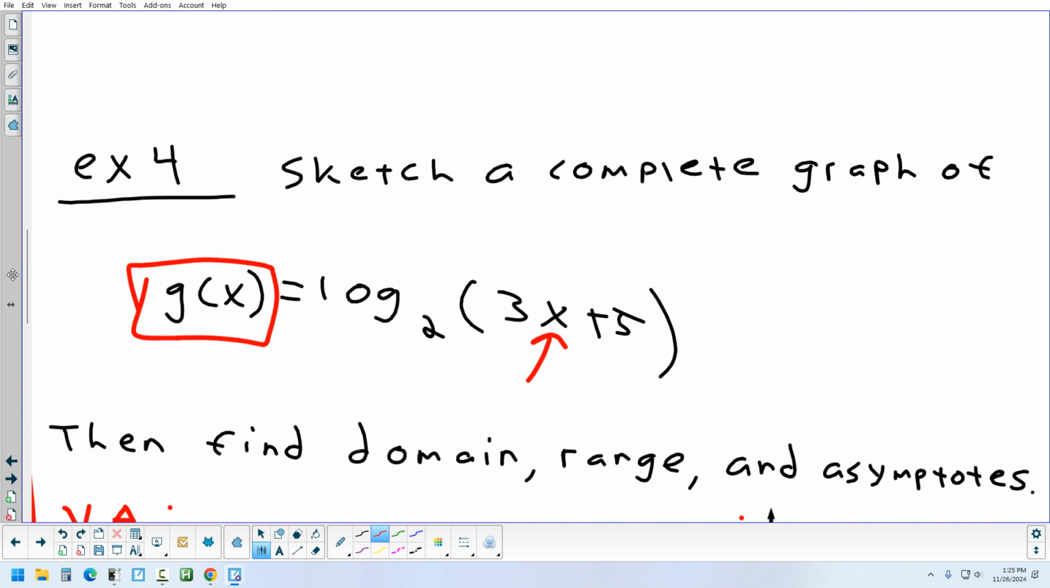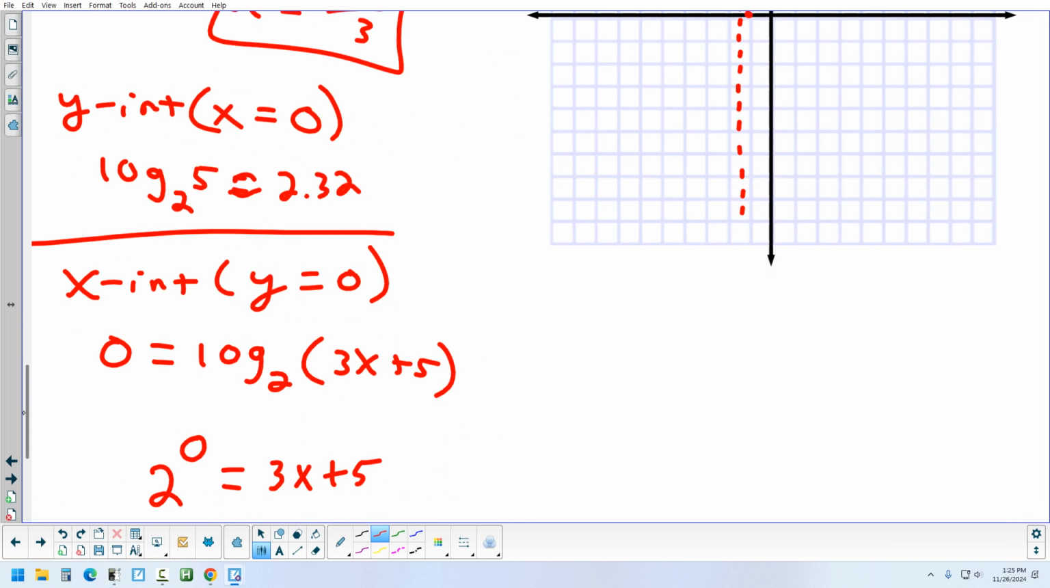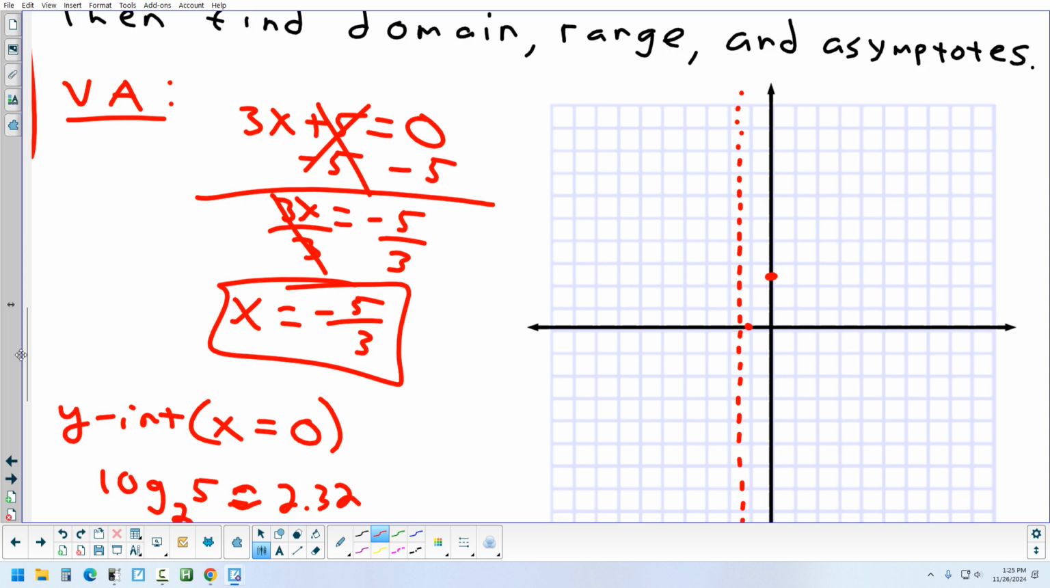If you plug in 8, what's 3 times 8? 24. And then plus 5? 29. So that's log base 2 of 29, so log 29 divided by log 2. So when x is 8, I'm at about 4.9, almost 5. So when x is 8, I count over 1, 2, 3, 4, 5, 6, 7, 8, and up 1, 2, 3, 4, 5. What did I say, 4.9? Okay, so right about there.